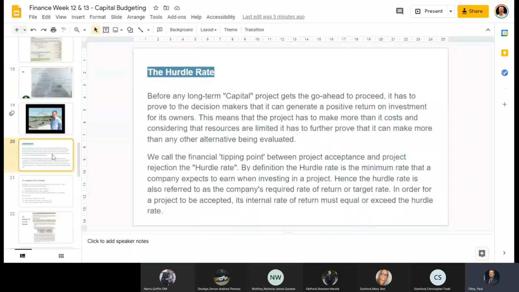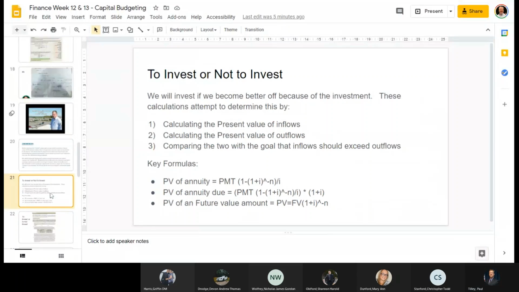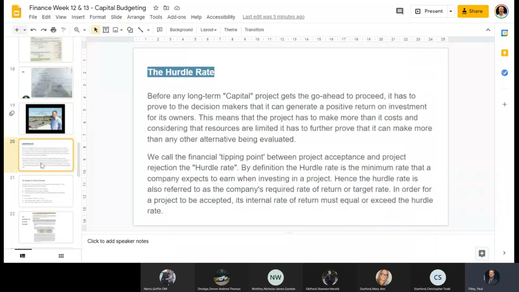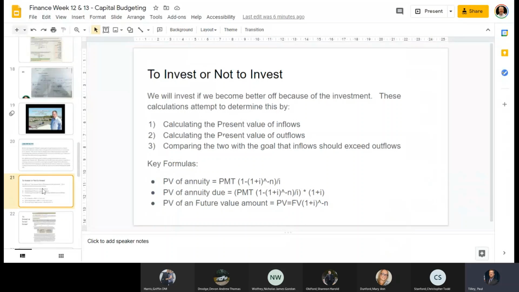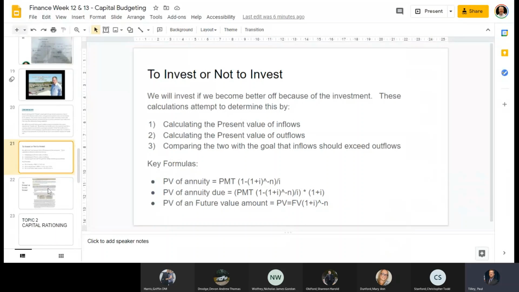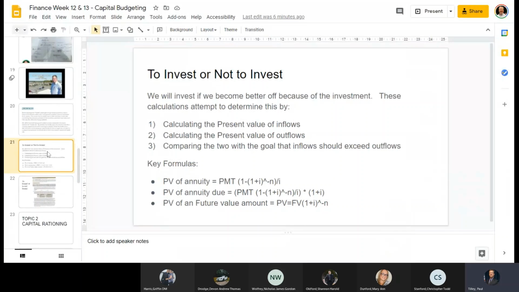In terms of the last few things, and this is just what I call the more trivial matters, there's a terminology called the hurdle rate, which is really the rate of interest that makes the project. It's like a break-even point. It's the point at which the project becomes feasible or not feasible. Okay, so that's just the terminology. To invest or not to invest.